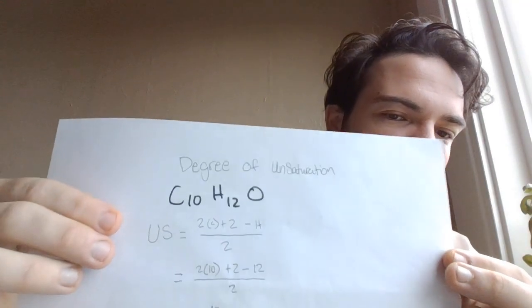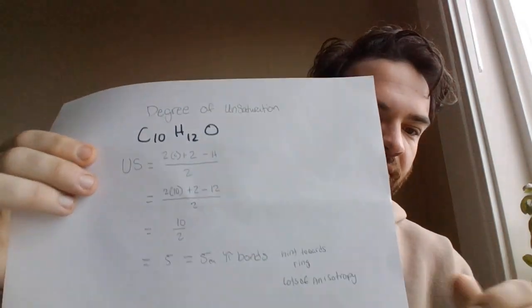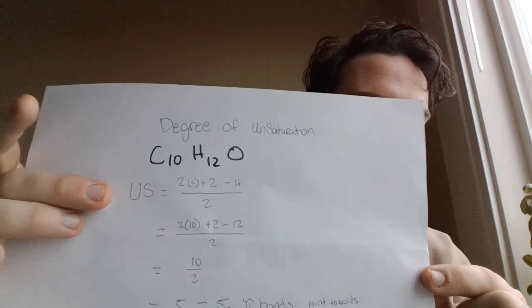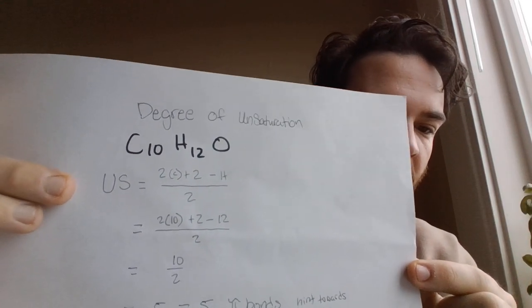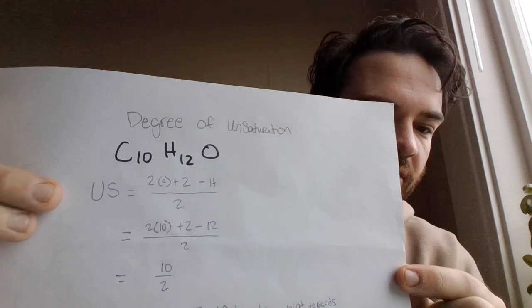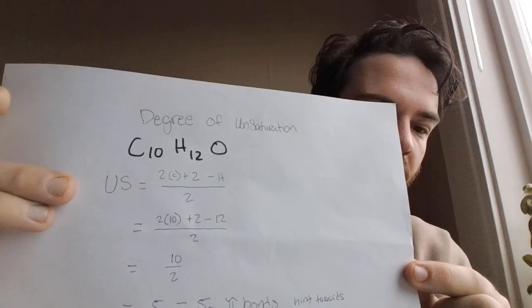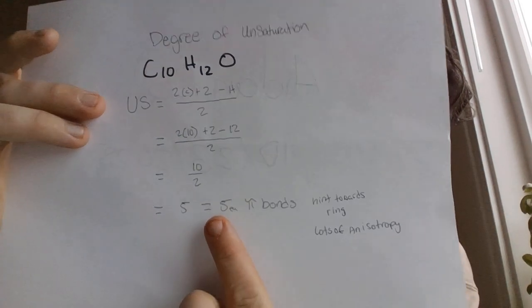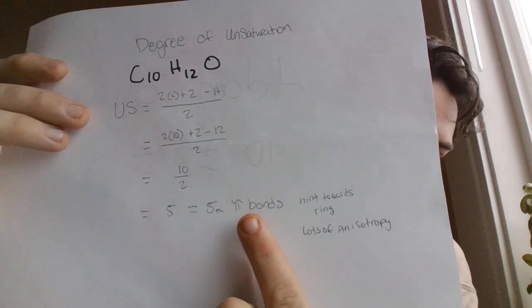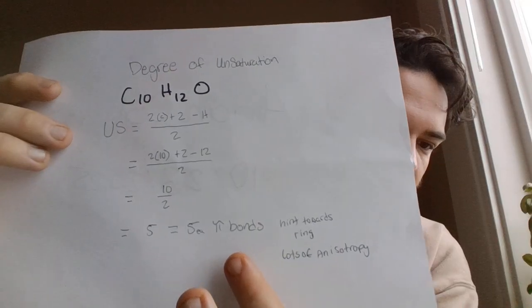For this assignment, I was given the molecular formula C10H12O, and the first thing I did was calculate the degrees of unsaturation. The formula for that is 2 times the number of carbons plus 2 minus the number of hydrogens in the molecular formula, over 2. So that came out to 5. And what that tells us is that we will have 5 pi bonds in the final structure.